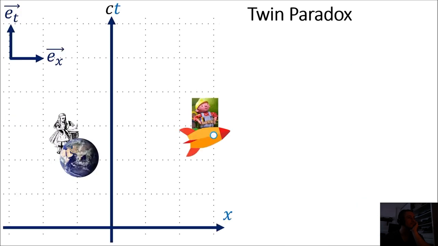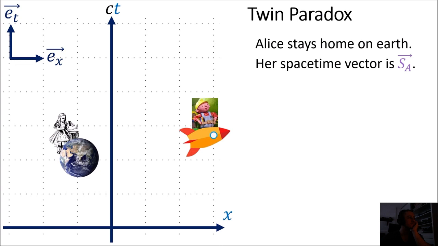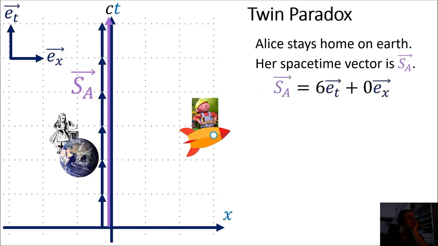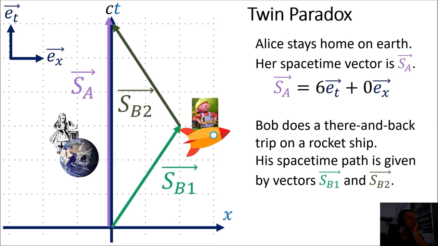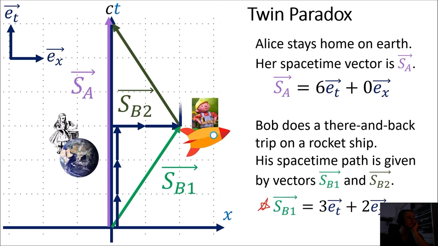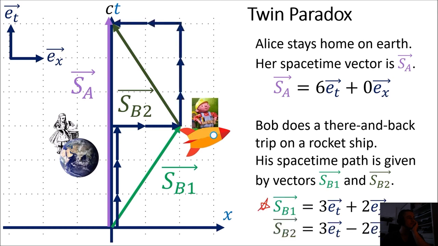for each segment. We can also apply this technique for our twins in the twin paradox scenario. Alice stays home on Earth, and so she has a straight vertical world line, which we can represent by the vector SA, which is 6 time units long and 0 space units long. Bob does a there and back journey on his rocket ship, so his world line through spacetime is a combination of 2 linear segments, given by the vectors SB1 and SB2. SB1 equals 3 time units and positive 2 space units, moving to the right, and SB2 equals 3 time units and negative 2 space units, moving to the left.